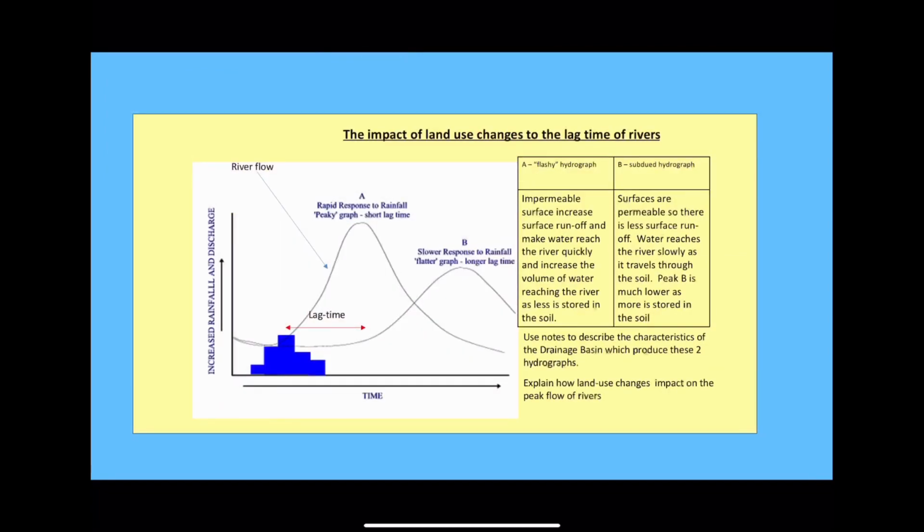So this is a little bit more about the storm hydrographs that I showed you earlier. We've got two different types. We've got type A here, which is sometimes referred to as flashy. This is what you find when you've got an impermeable surface, lots of surface runoff and very few trees. And then we've got B, which is subdued. This is where we've got things like forests and farmland that are going to absorb a lot more water. So you want to use your notes to describe the characteristics of the drainage basins which would produce these two hydrographs. Basically, explain how these two different curves would be created.